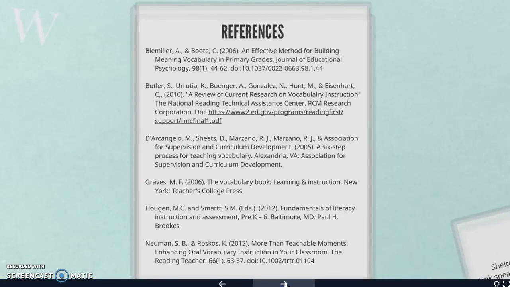Here are the references. I really like the Butler article, and I provided the link there. That way you can refer to it. It provides a literature review of lots of different theories on vocabulary instruction.